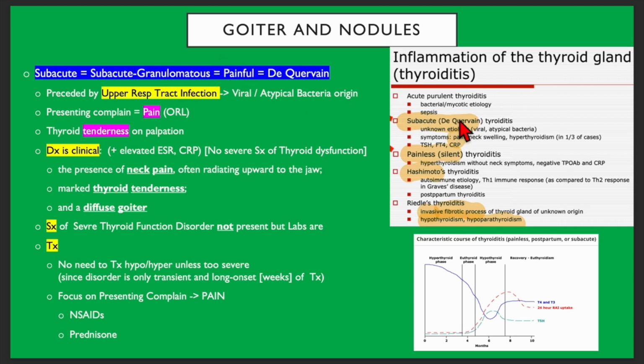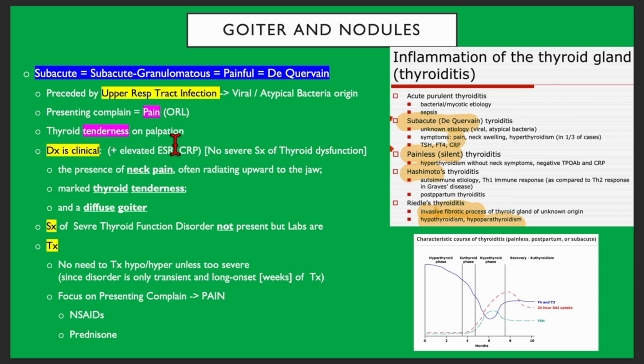The subacute De Quervain painful one, diagnosis is clinical. So they come in, you see that they're actually having inflammation going on. There are no severe symptoms of thyroid dysfunction. What is present is a diffuse goiter, because we said everything that is thyroiditis is diffuse, except Riedel thyroiditis, the fibrotic one. And then the pain and the tenderness. So pain, tenderness, and diffuse goiter, that's it.